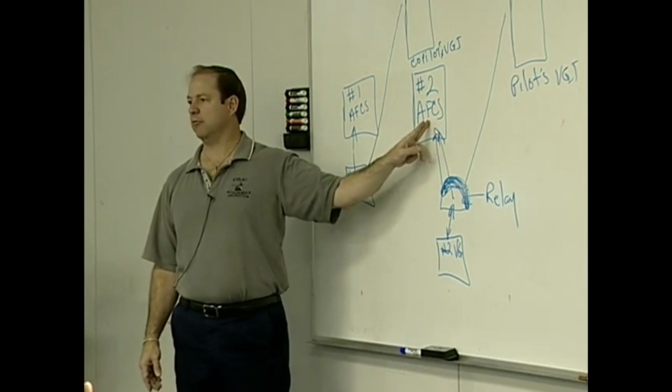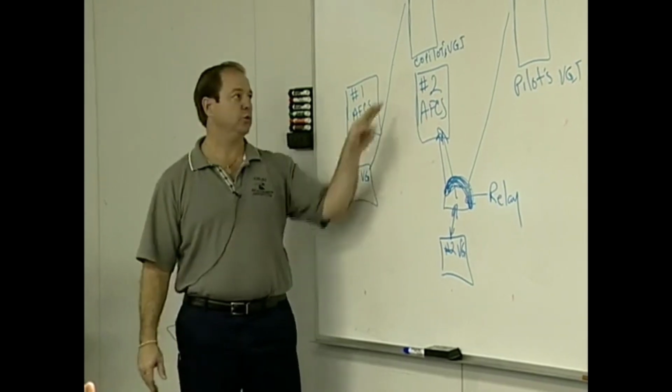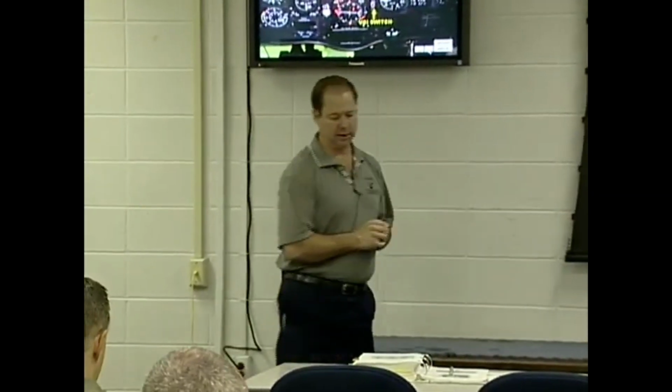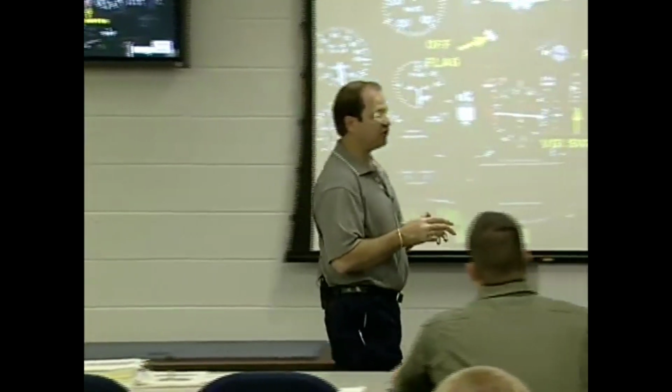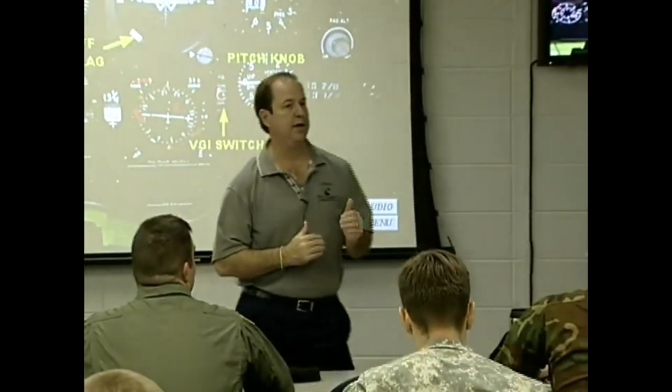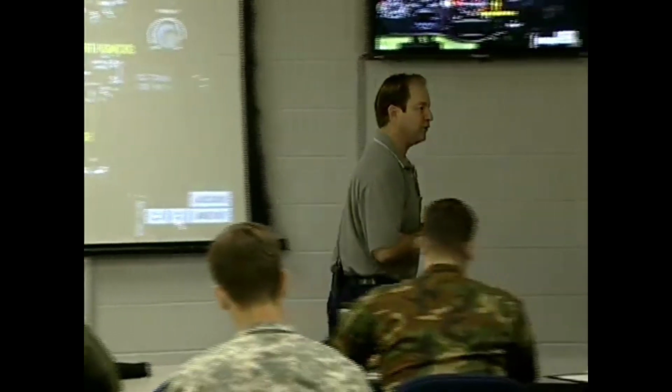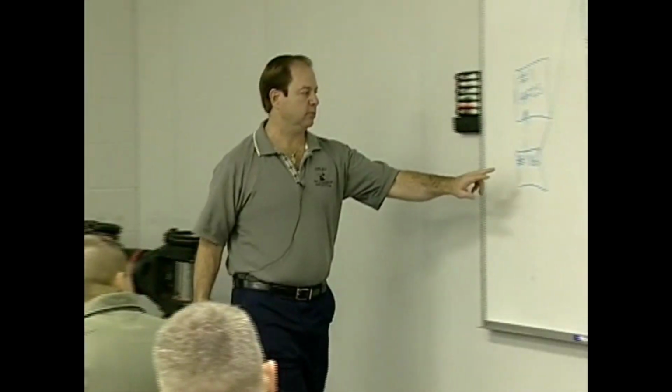Now, we talked about that normal and emergency switch. The next thing we need to talk about is the procedure. According to the checklist, at startup, it's going to tell you to take that switch and put it in the normal position. In the normal position, the number 1 vertical gyro is connected to the pilot's indicator. Number 2 vertical gyro is connected to the co-pilot's vertical gyro indicator.